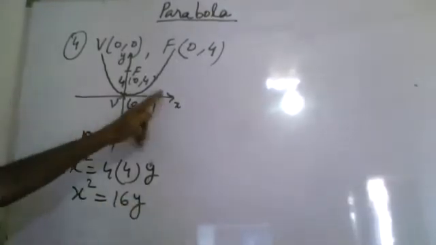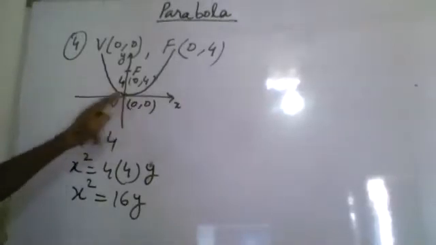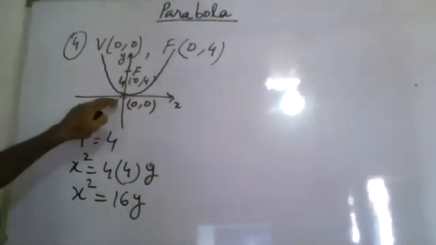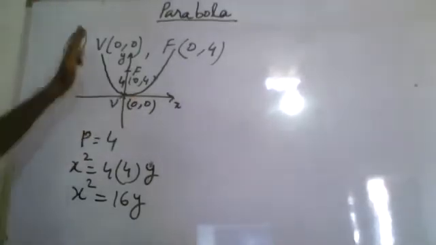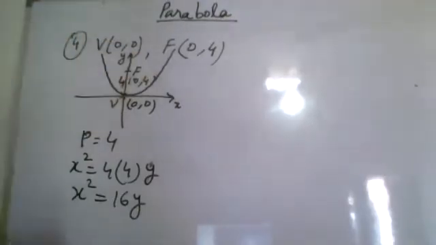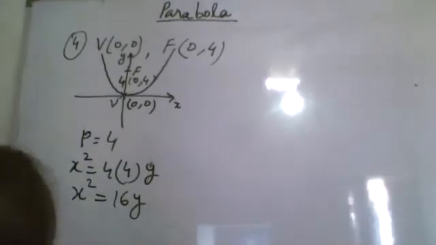This is on the positive and negative side of the x-axis. So whatever be the value of x, we are taking the square because it will be positive. So x square is equal to 16y.